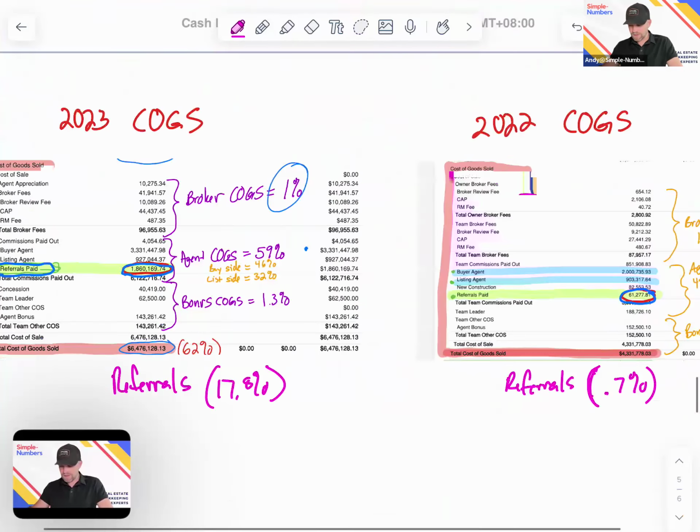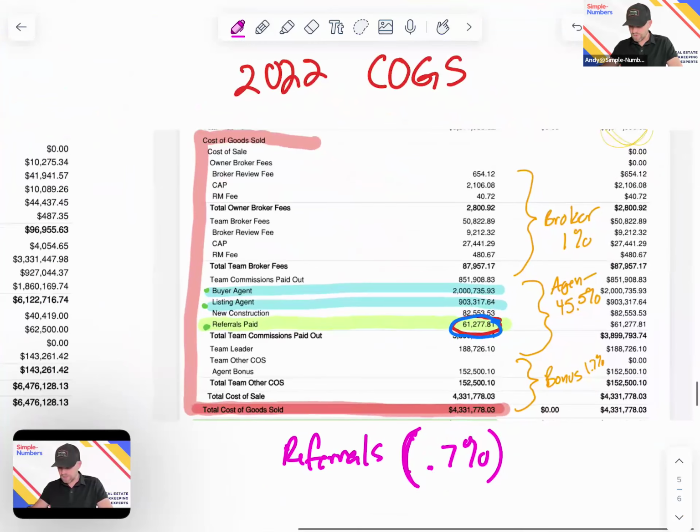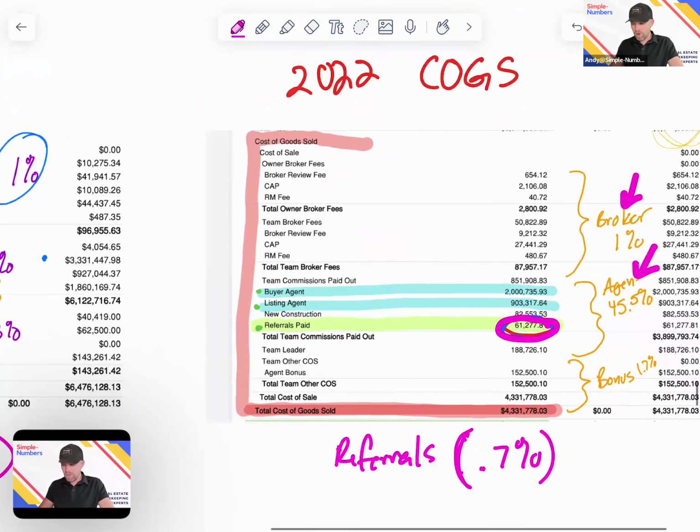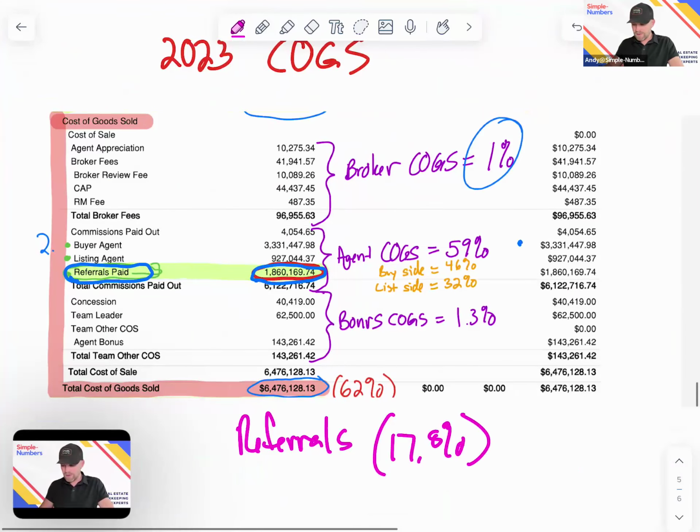Why? Let's look at the cost of goods sold breakdown. Here's 2022. It wasn't the broker issue. That's only at 1% of their revenue. Their cost of sale to the agents was only 45.5. Where was it? Well, they only had $61,000 in 2022 going out in referral. 61,000 on 8.5 million. But when we go over to 2023, look what happened. We went up to 1.8 million in referrals paid. There's the difference in cost of goods sold.